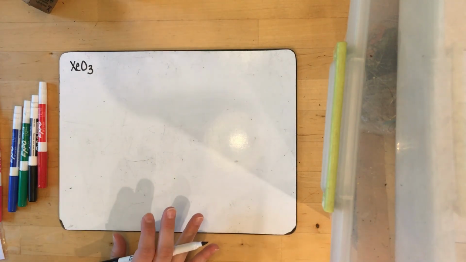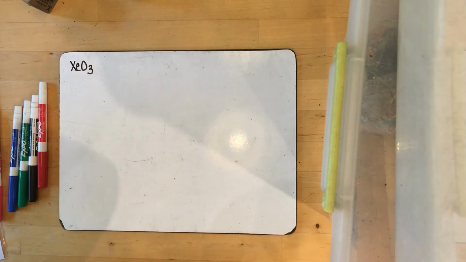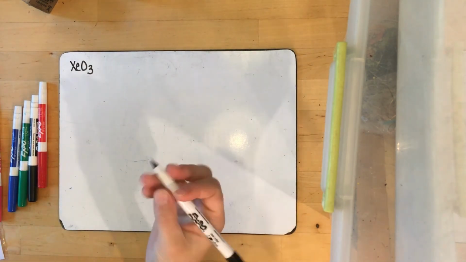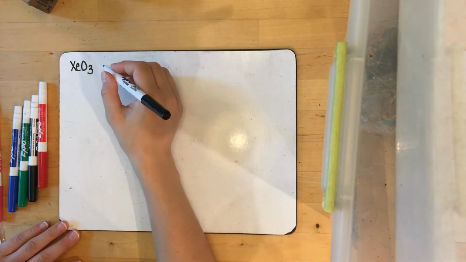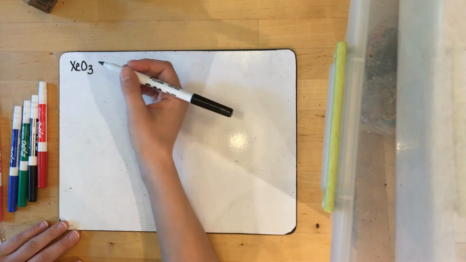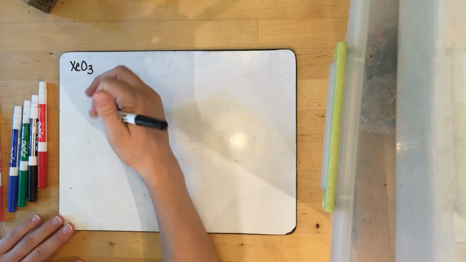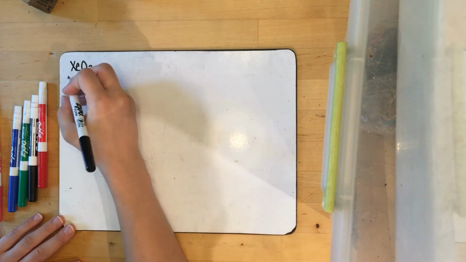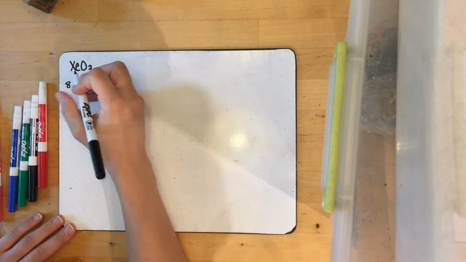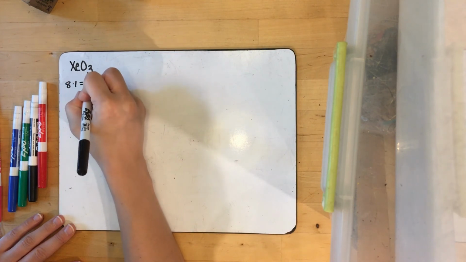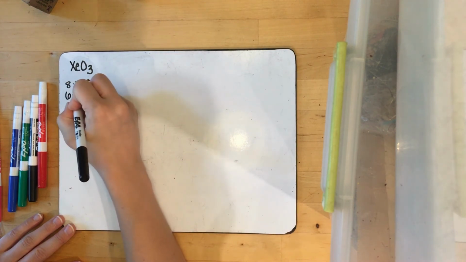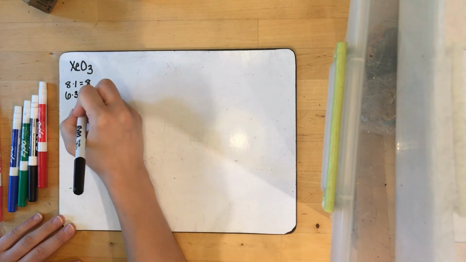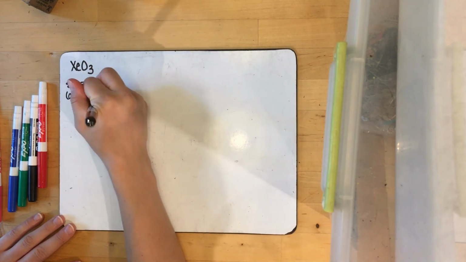All right, so in this example, we're trying to find the most stable Lewis structure of XeO3 based on the formal charges. So first thing, we start out like normal. We have to count up the valence electrons. Xenon has 8, and there's 1 of it. Oxygen has 6, and there's 3. So 8 plus 18 is 26.